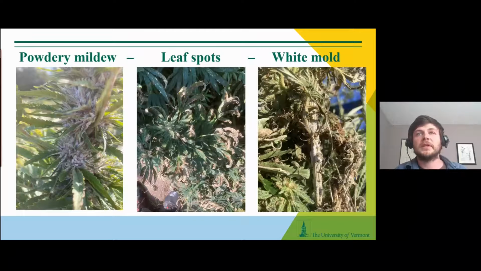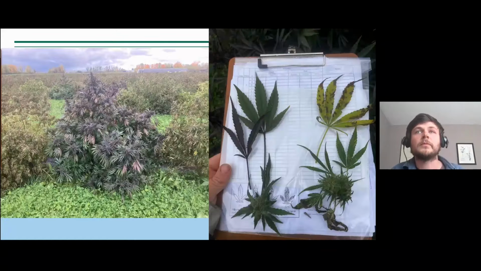Again, as part of our weekly scouting, we often look at powdery mildew, leaf spots, gray mold, and white mold, which have been some of the more common diseases. Oops, going back.